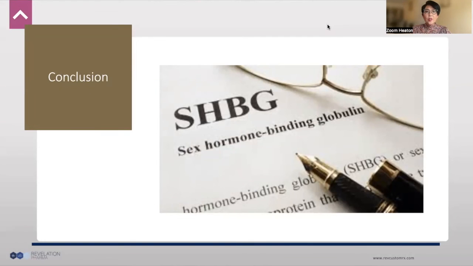So, in conclusion, understanding the role of SHBG in sex hormone regulation, its potential impact on thyroid function, and the importance of assessing SHBG levels in hormone-related evaluations is essential for comprehensive hormone management. And by considering SHBG status in diagnostic assessments and treatment planning, practitioners can optimize therapeutic interventions and promote hormonal balance for improved patient care and outcomes.